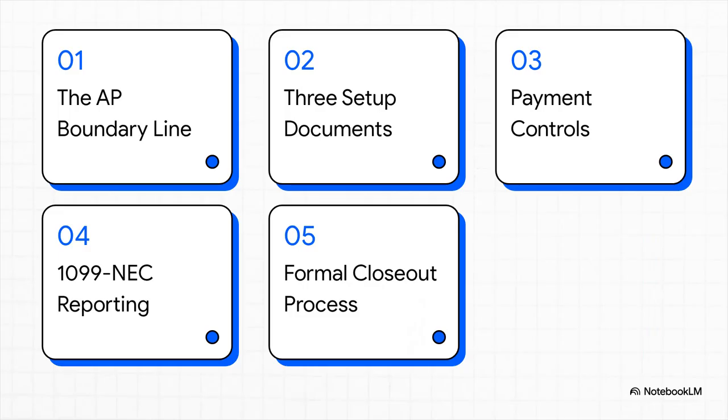Okay, let's dive into this. We're going to follow the complete chronological life cycle of contractor management today. We'll start by defining the AP boundary line, move right into the 3 setup documents you absolutely need before any work begins, look at the 6 critical payment controls, tackle the year-end 1099-NEC reporting, and then wrap the whole thing up with the formal closeout process.